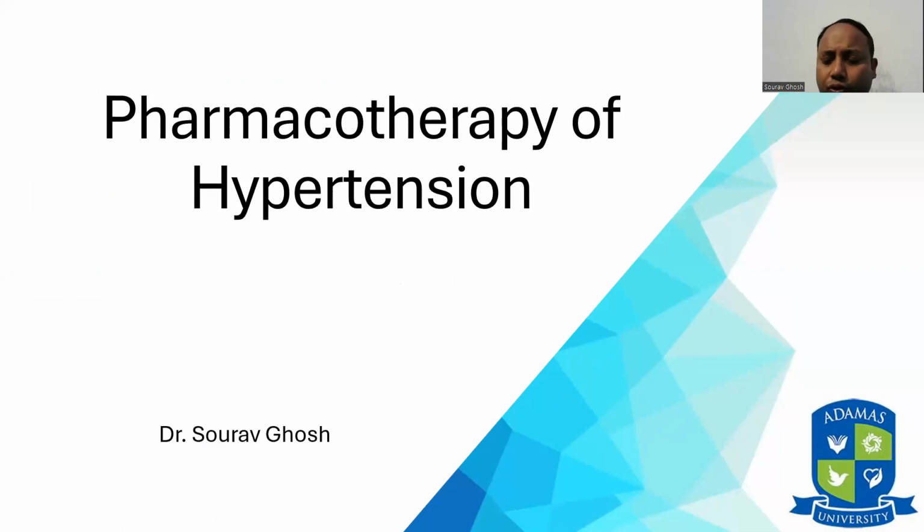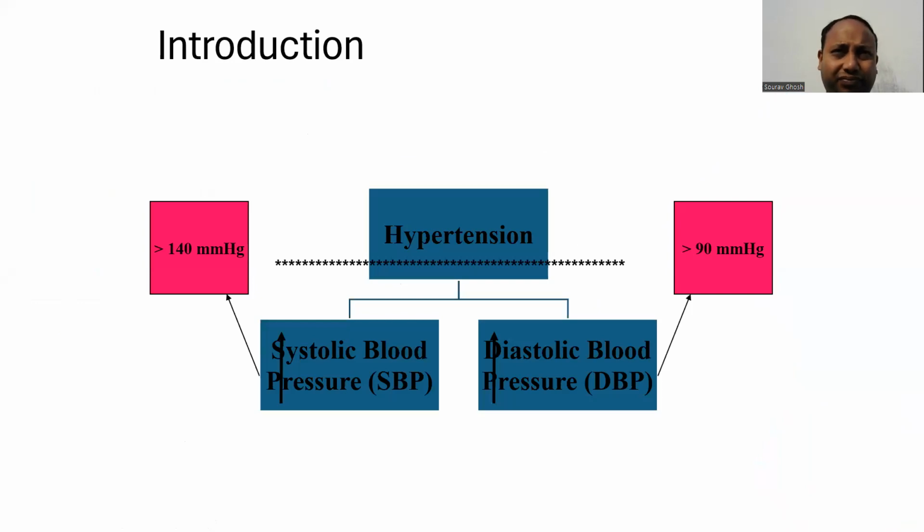So at first, you should know what hypertension is. I think all of you know these terms very well. Hypertension is defined as elevated blood pressure. And what is blood pressure? Blood pressure comprises our systolic pressure and also diastolic pressure.